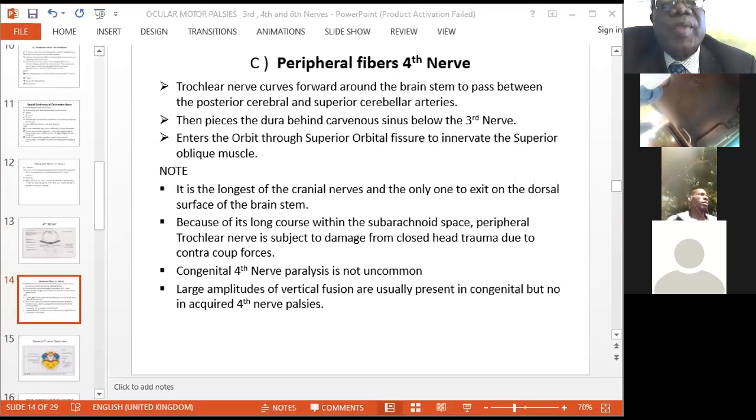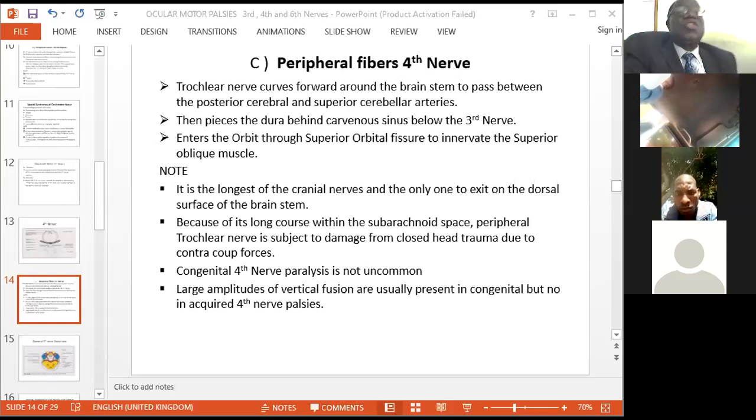Because of its long course within the subarachnoid space, the peripheral trochlear nerve is subject to damage from closed head injury due to contrecoup forces. What are contrecoup forces? You have a force here, the brain shakes back, forward and backward like that. Those are the contrecoup forces. Because there is a long passage here, the nerves are likely to be injured with that movement. Large amplitudes of vertical fusion are usually present in congenital, but not in acquired fourth nerve palsy.